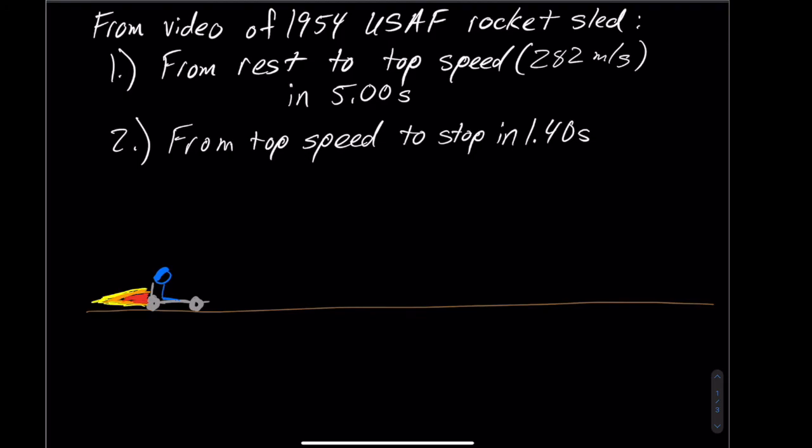So the video of the rocket sled from the U.S. Air Force with John Paul Stapp showed us that he went from rest to top speed in 5 seconds, and that top speed was 282 meters per second. And then he hit the water immediately after the rocket shuts off and went from top speed to a stop in 1.4 seconds. So because those are two different accelerations, we need to break this kinematics problem into two separate kinematics problems. So let's start out with part one.